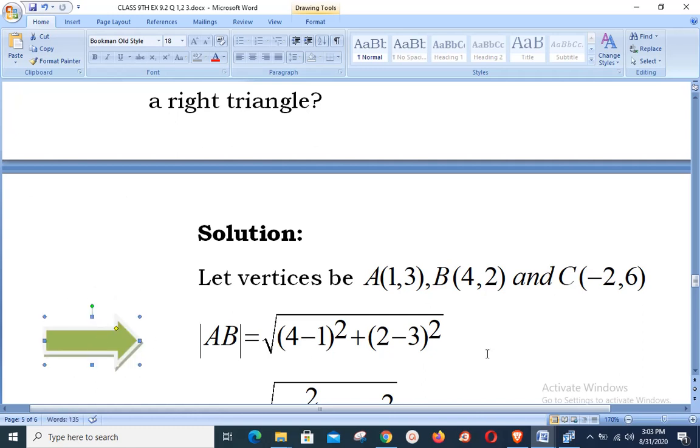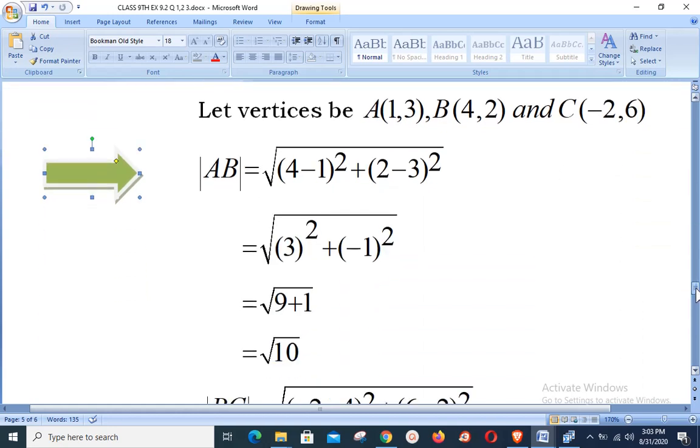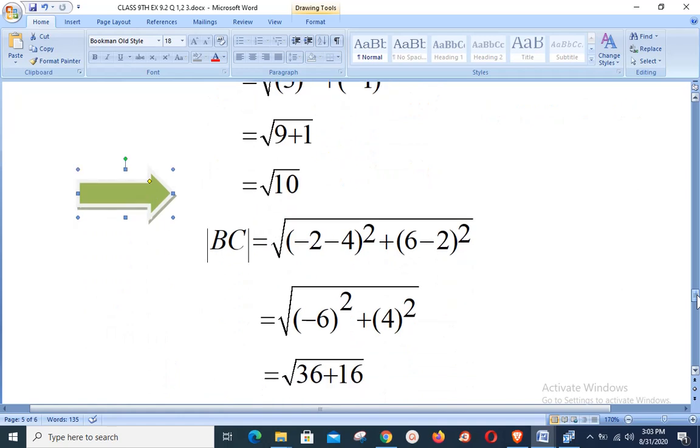Applying the distance formula, the distance AB is the square root of (x2 minus x1) whole square plus (y2 minus y1) whole square. We have the root of (4 minus 1) whole square plus (2 minus 3) whole square. Very simple to calculate. It becomes the root of 3 square plus (minus 1) square, which in the next step becomes the root of 9 plus 1, and that is equal to root 10.